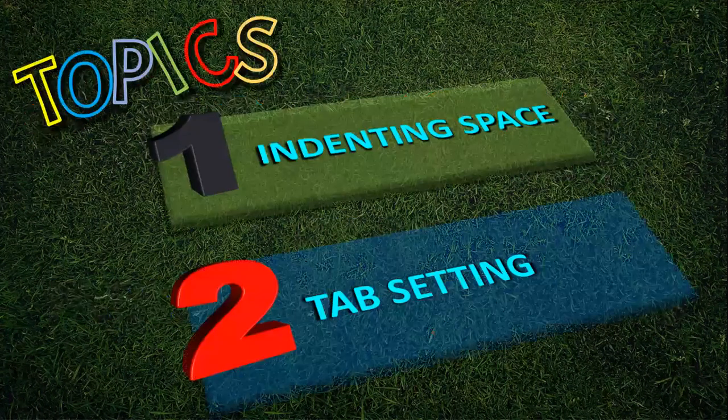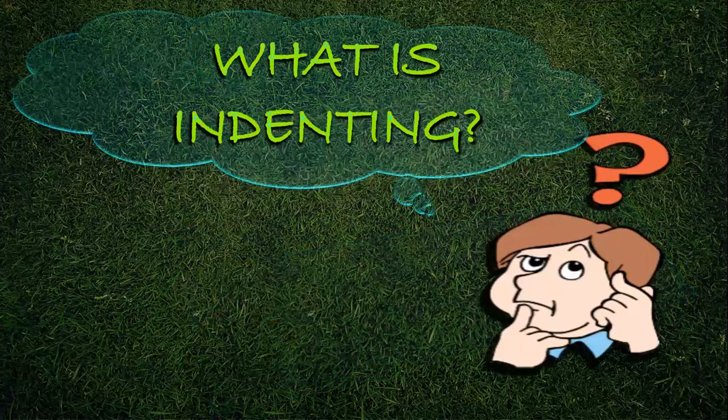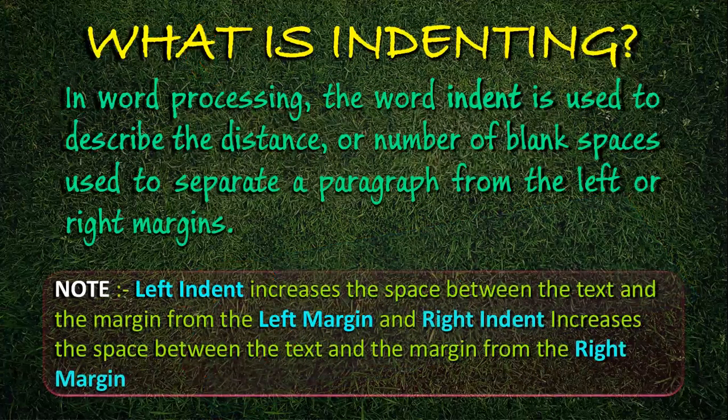The topics which we are going to discuss today are, first, indenting space and, second, tab setting. Let's start the class with one question: what is indenting? Let's try to find out the answer to this question. In word processing, or in the MS Word application, the word indent is used to describe the distance or number of blank spaces used to separate a paragraph from the left or right margins.